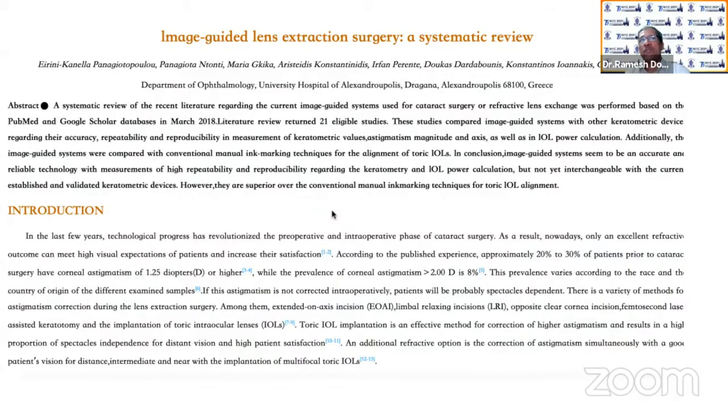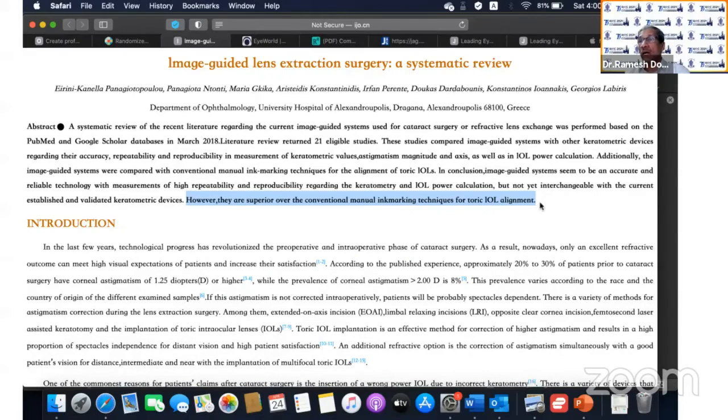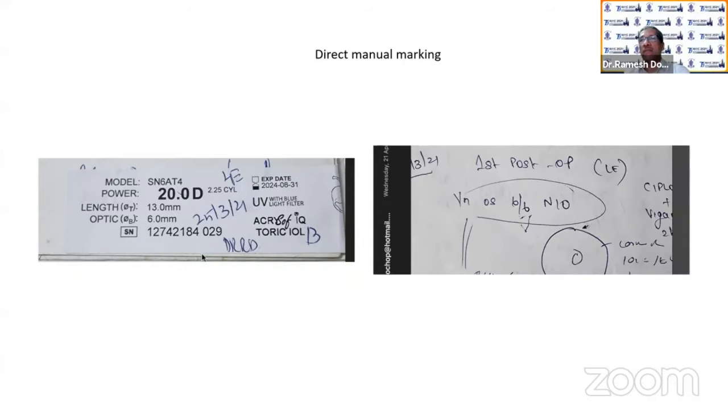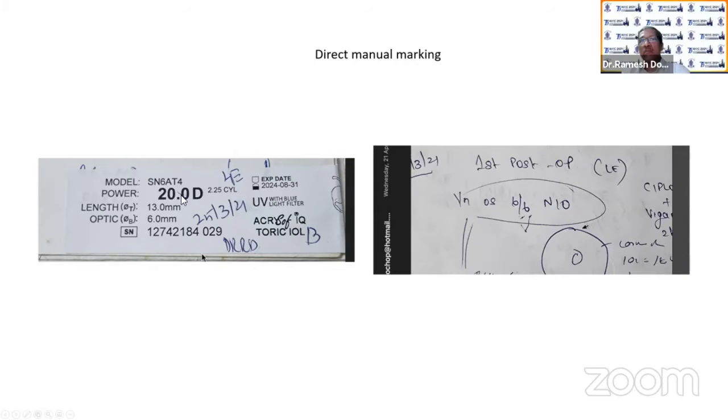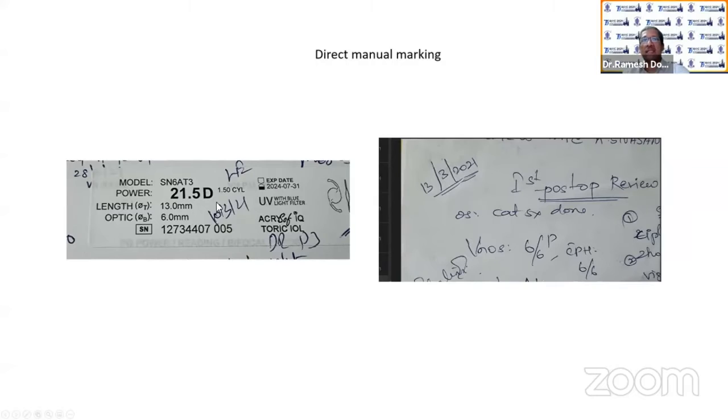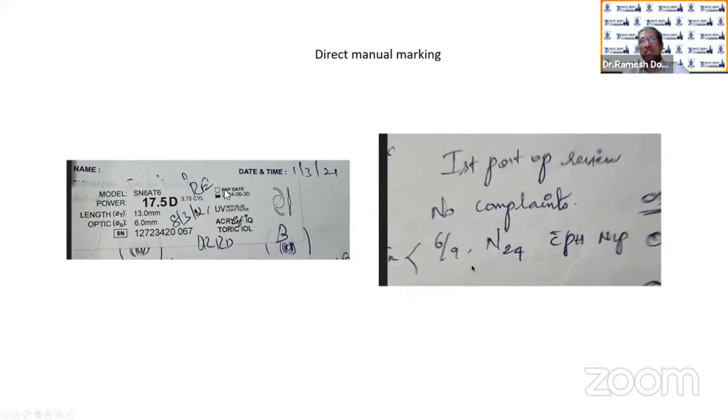A systematic review of image-guided lens extraction surgery found that when you do online marking, or digital marking, you will get a 2-degree more accurate marking. So there is an advantage in going digital if you have the volumes. With manual marking, you can get results like this: T4 first post-op day 6/6, T3 first post-op day 6/6 partial. Here you implanted a T6, first post-op day 6/9, no improvement.